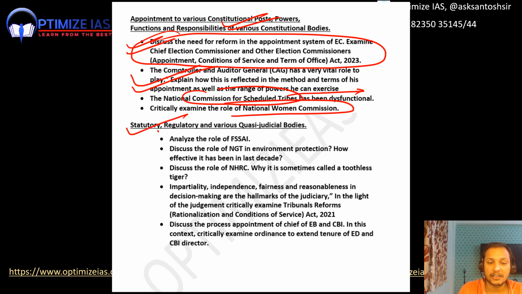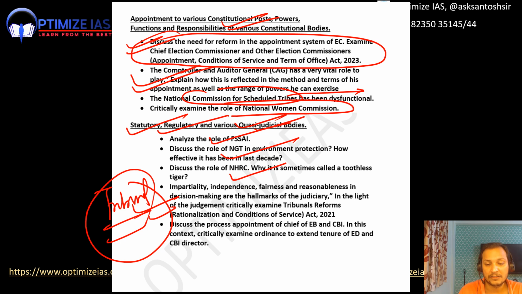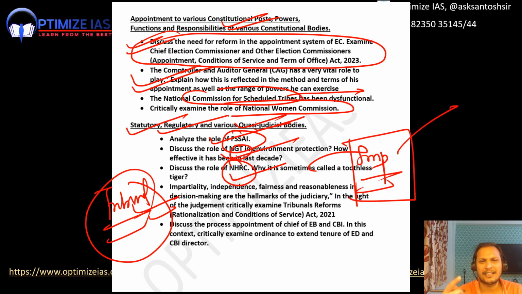From the statutory and regulatory bodies or quasi-judicial bodies, question can be on FSSAI or NGT or NHRC or tribunals. Question can be on tribunals also. Functioning of tribunals, FSSAI, NGT, NHRC. NHRC is also very, very important this year. Please do prepare NHRC. I think NHRC has a high chance to come.